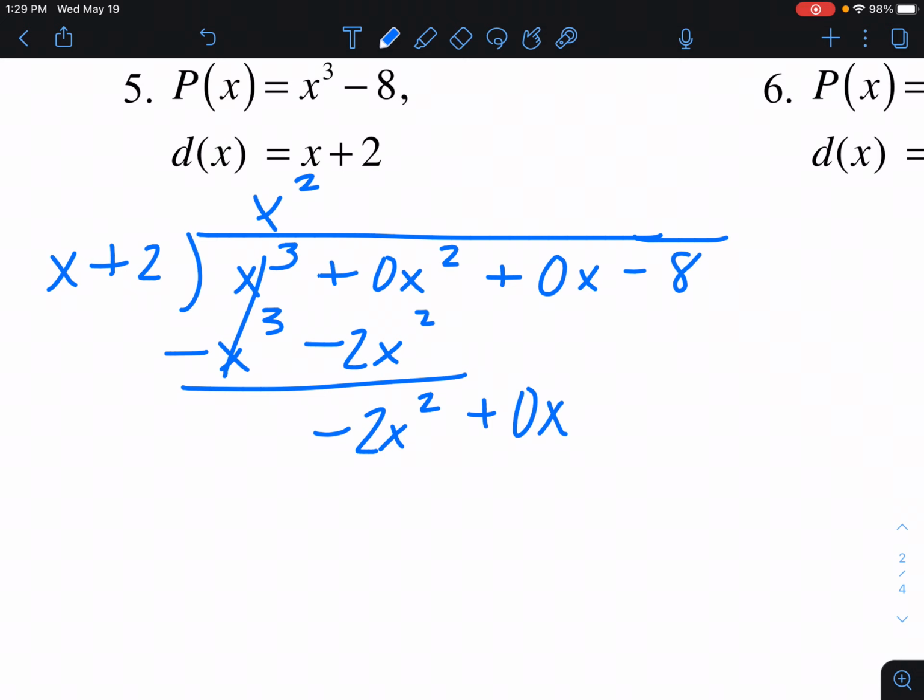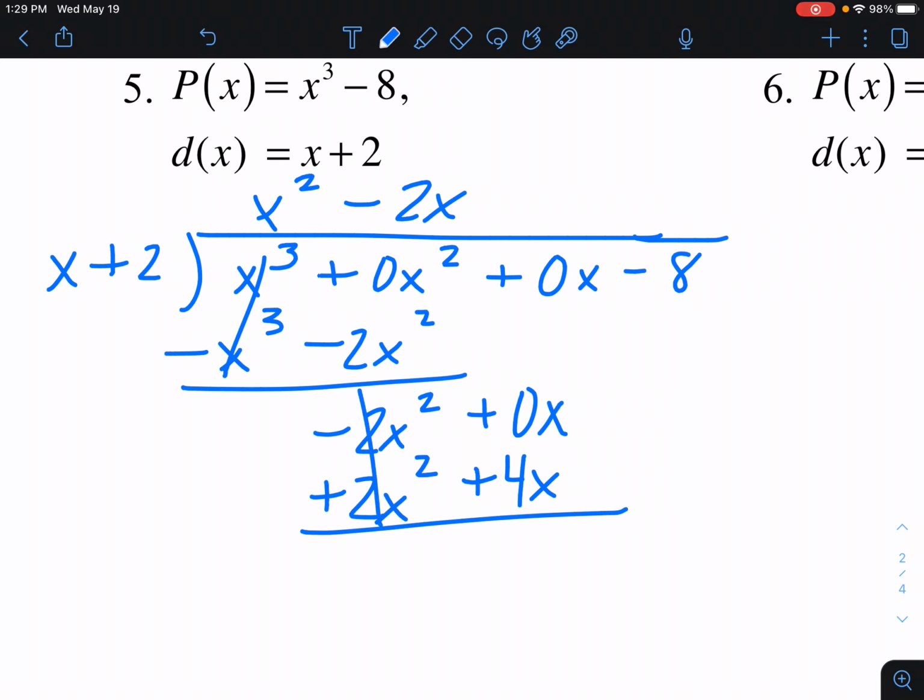First terms, negative 2x squared divided by x is negative 2x. Then go back and distribute. Negative 2x times x is negative 2x squared. And negative 2x times 2 is negative 4x. And then subtract to change the signs. If there's one huge mistake people make here, they forget to change the signs on the second row each time. And then it screws up the rest of the problem. All right, now add down and bring down your last term.